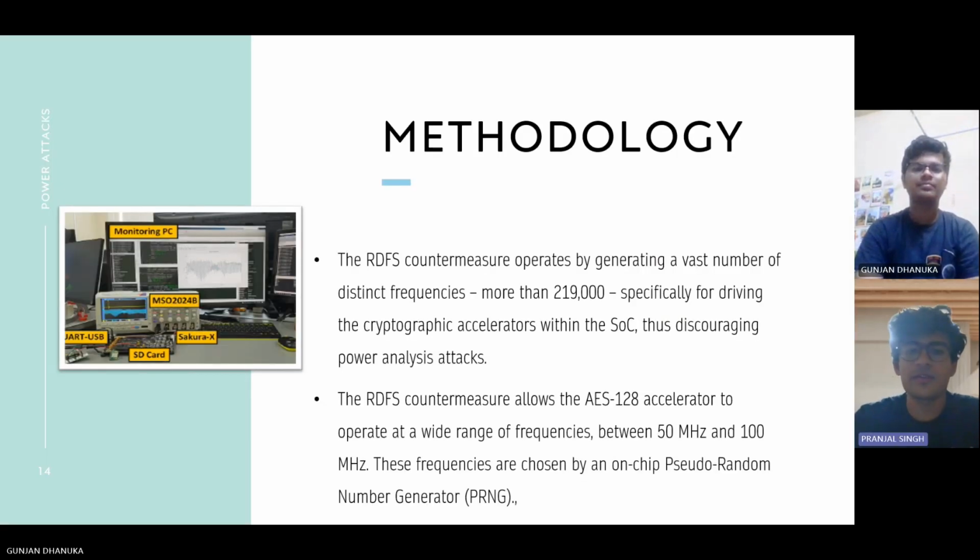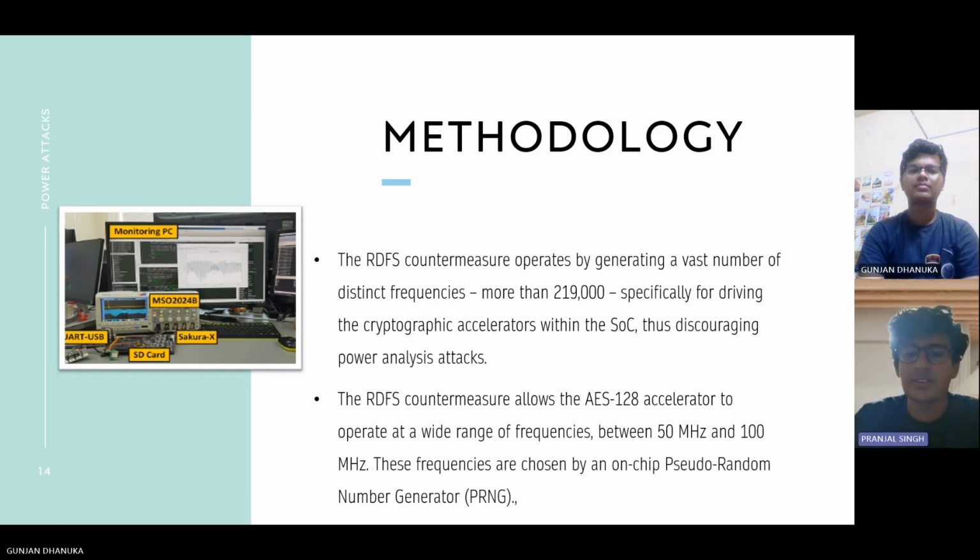Let's look at the methodology of this paper. The RDFS countermeasure operates by generating a vast number of distinct frequencies, more than 219,000, specifically for driving the cryptographic accelerators within the SoC, thus discouraging power analysis attacks. So basically, the RDFS countermeasure generates a large number of frequencies, approximately 220,000 frequencies, which are then used for driving the cryptographic accelerators present on the system on chip. And this tries to discourage power analysis attacks.